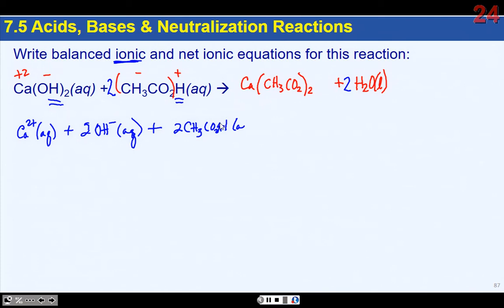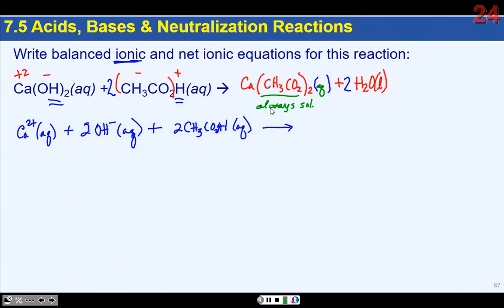CH3CO2H is aqueous. On the right, oh, we forgot to predict solubility on the right. Oh, we missed that step. So in order to do that, we need to know the solubility of calcium acetate. Acetate is one of those ions that is always soluble. And so that makes life easier. It's always soluble. And that means that the label should be aqueous. Forgot that step, sorry.